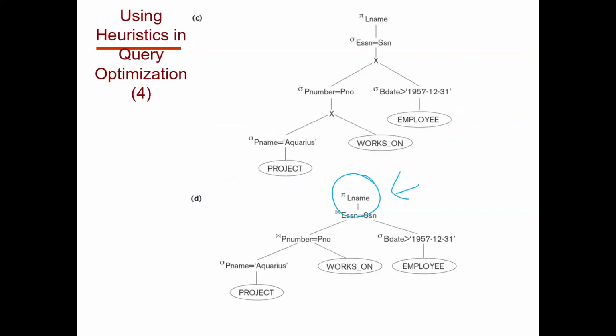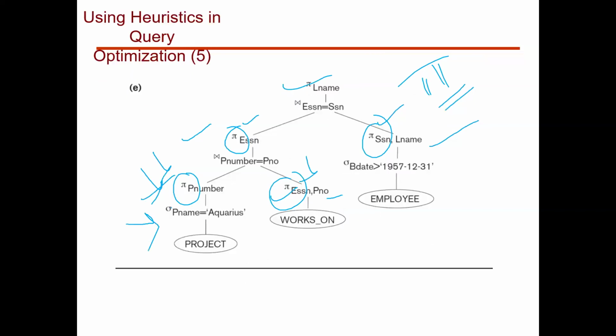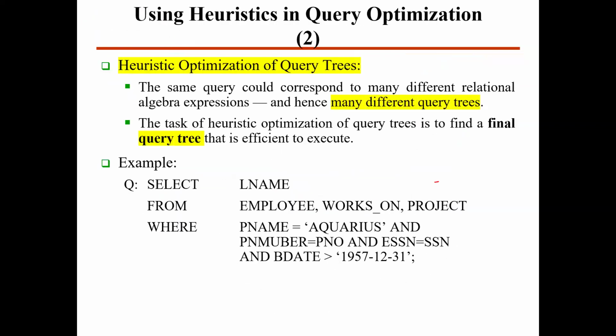Earlier selection of P number is done here. Now it is much before that here. Okay, so given this query, how many query trees did we just draw? Five query trees we have drawn.